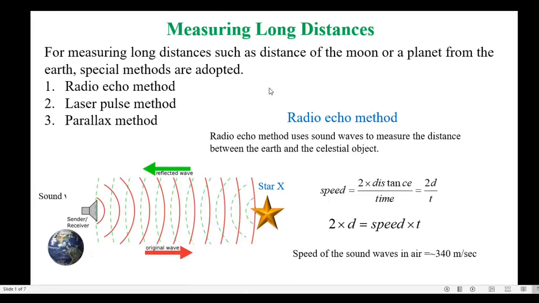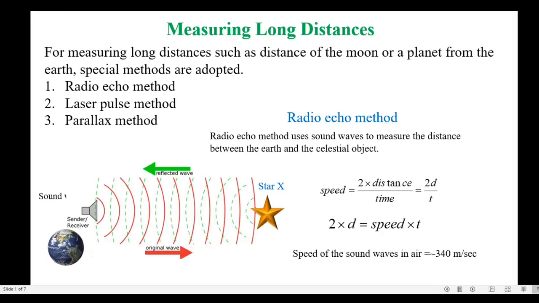In this part, we are going to learn about measuring long distances. For example, how to measure the distance between the Earth and the Moon, or the distance between the Earth and the nearest star. You know several measuring instruments, but we do not have measuring instruments to measure such long distances. So we need to look for some other techniques to measure long distances.